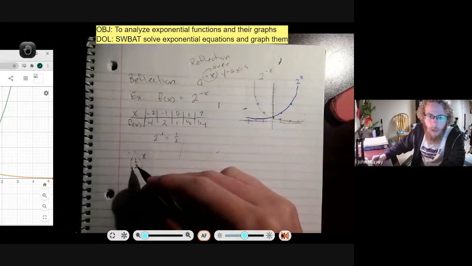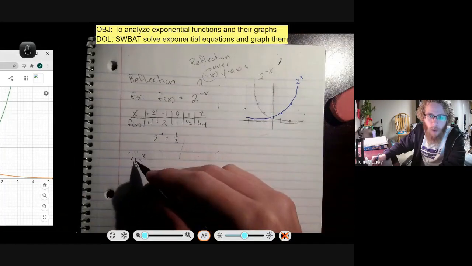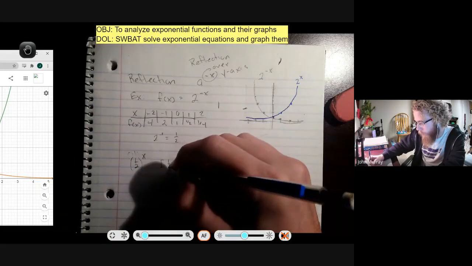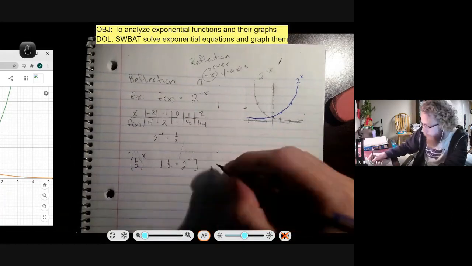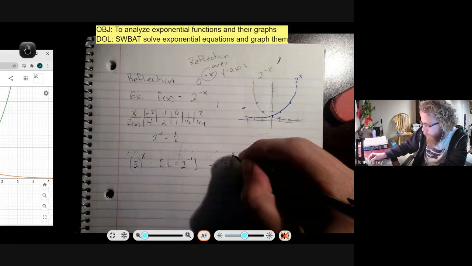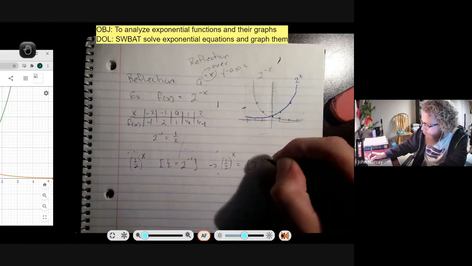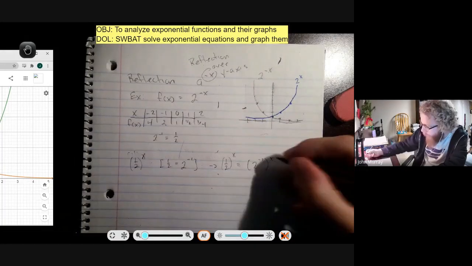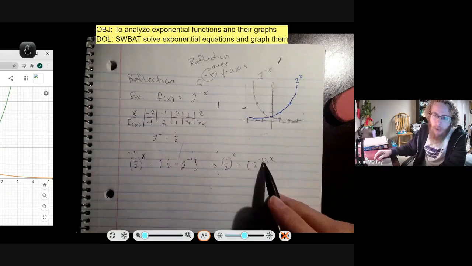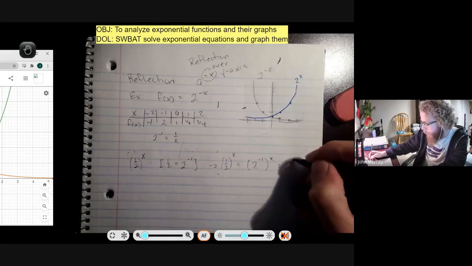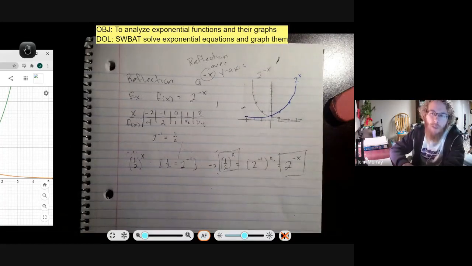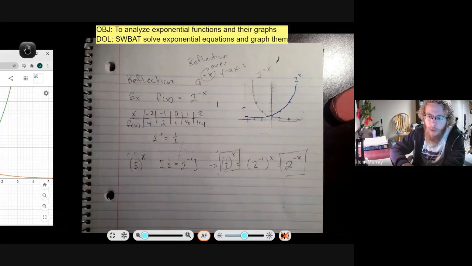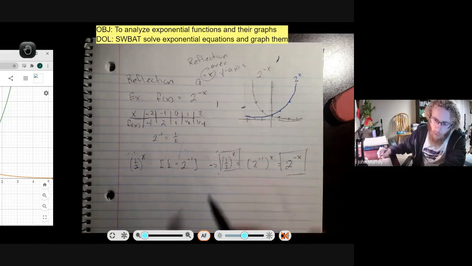Well, if I deal with this on the inside, 1/2, another way of writing 1/2 is 2 to the negative first. Right? So if I have 1/2 to the x, I could rewrite that as 2 to the negative first, to the x. And then going back to algebra, when we raise a power to another power, we multiply those. Look at that. We have 1/2 to the x is the same thing as our reflection, 2 to the negative x. And that's true with any of our fractions that have 1 over something.